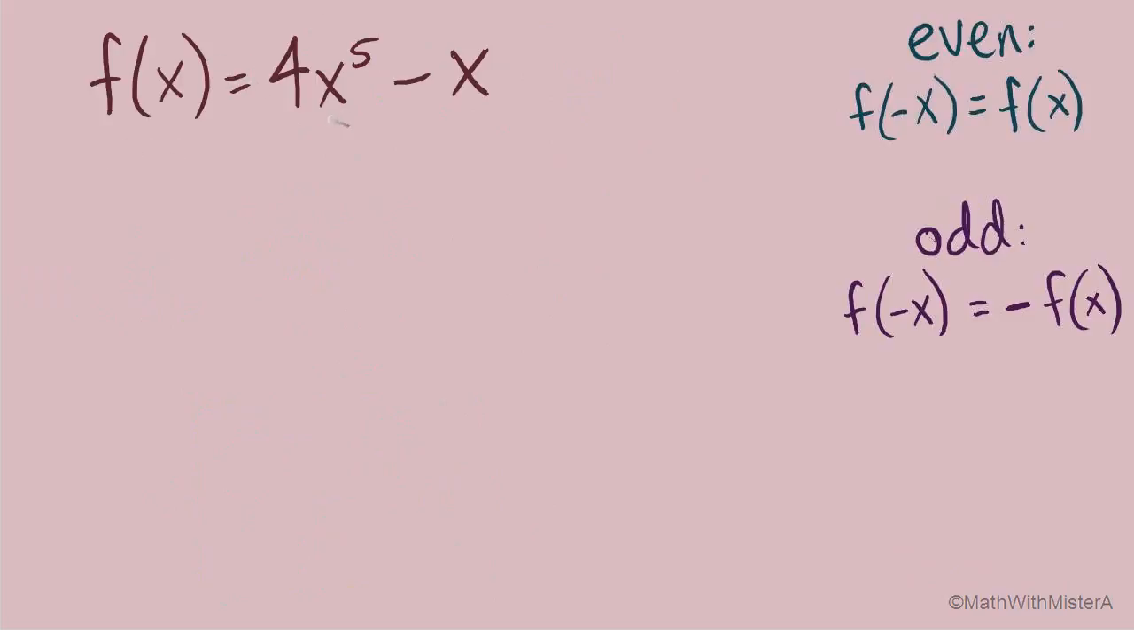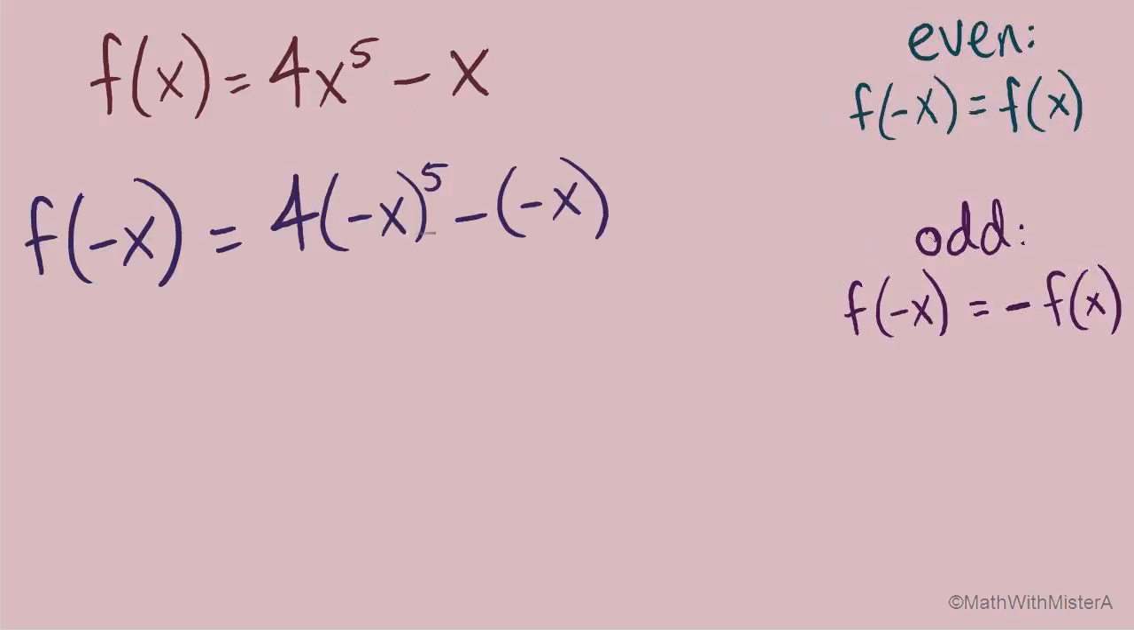f of x equals 4x to the fifth minus x. So let's take the same strategy and evaluate this function and really simplify when we have a negative x in place of the variable x. Where we have negative x with an odd exponent, that will end up having the same sign as the base originally. So this will become 4 times negative x to the fifth, or a negative 4x to the fifth. And this will become minus negative x, or plus x.